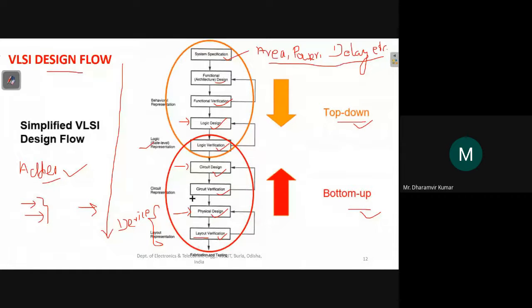So these two things are related to the actual devices, and after layout verification we go for the fabrication and testing part. Look at here again, this is not just fabrication, it is fabrication and testing. When you fabricate some IC, you need to test it. Without testing, it is not okay. You cannot be sure of your device, of your chip, without a testing part. It has to be tested. Only then is the product launched in the market. So this is about the simplified VLSI design flow.